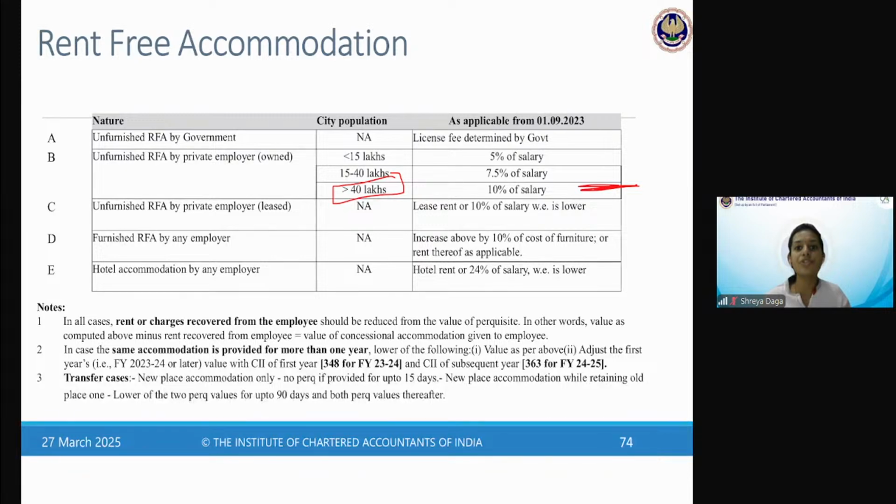Okay, if the same property the employer takes on lease instead of owning it, then the employer must be paying a lease rent. So that should form a part of the valuation of the perquisite. And they have also compared it with 10% of salary, whichever is lower. So lease rent or 10% of salary, whichever is lower. Here the taxable value is the lower of the two, which is a bit different. Generally in exemption you get the lower of the following; here the taxable value is the lower of the following. Oh wow, sometimes in tax the lawmakers become good too.